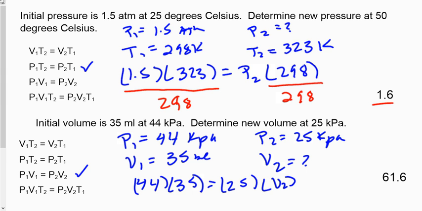Now again, I need to get my variable by itself, so I'll divide both sides by 25 to get V2 by itself. So mathematically, I'm doing 44 times 35 divided by 25, and that'll give me 61.6, and again that's going to be milliliters because that's what my volumes are measured in. Okay, and again you'll just record 61.6 into the simulation. So all of these follow this pattern. Okay, hopefully this is helping you.